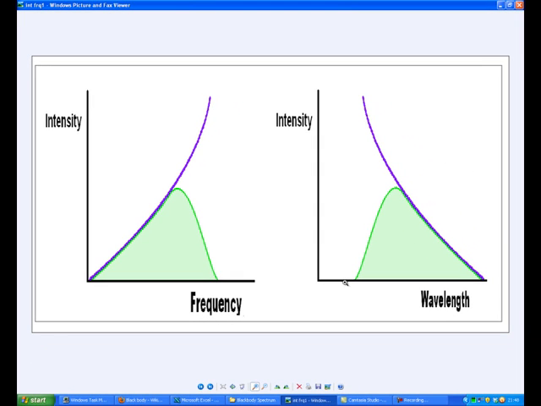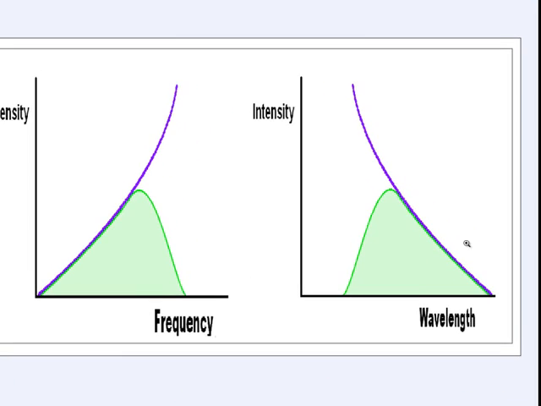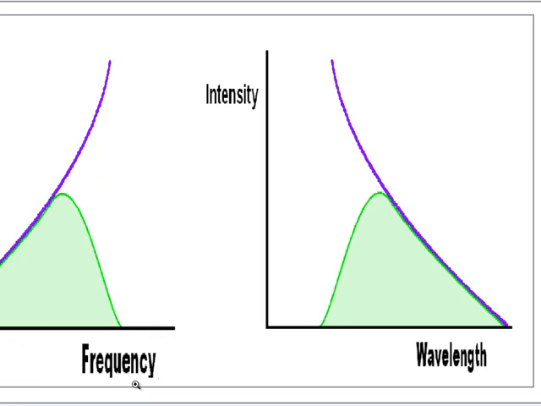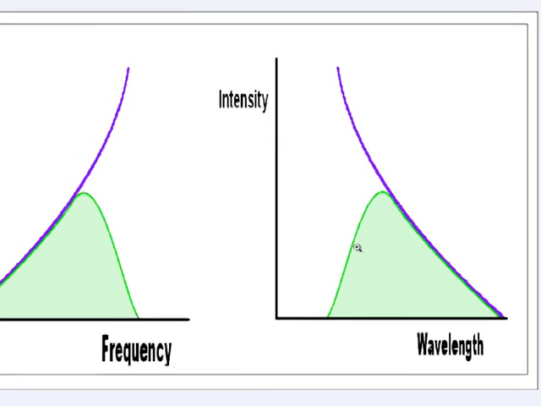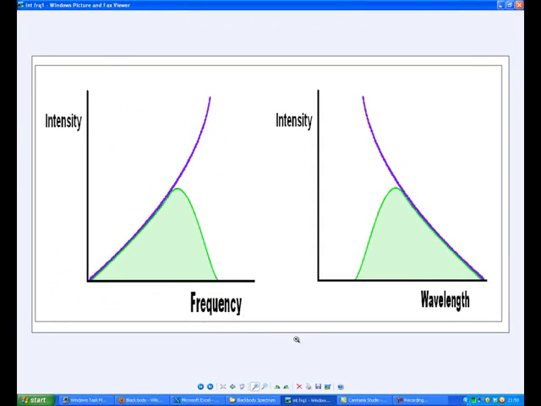The diagram on the right here also demonstrates exactly the same thing, but instead of using frequency, we're using wavelength. Now remember that wavelength is inversely proportional to frequency. So therefore, as we decrease the wavelength, we increase the intensity until the laws of quantum mechanics kick in and start decreasing the intensity, as can be seen by the green line here.